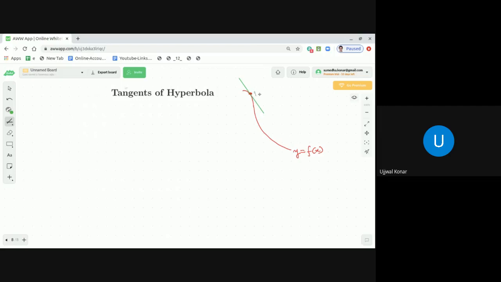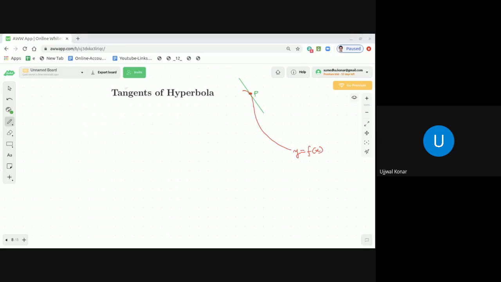This is the point, suppose. So if we say this is the point P, then we can say that the green line is a tangent to the curve y equal to f(x), which is shown in the red color, at the point P. That is known as a tangent.